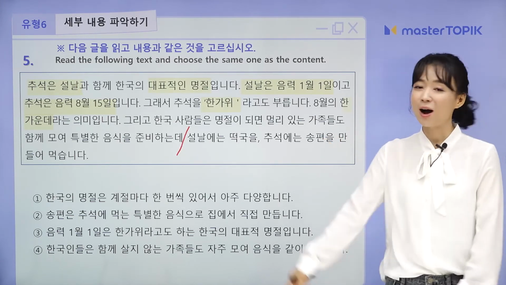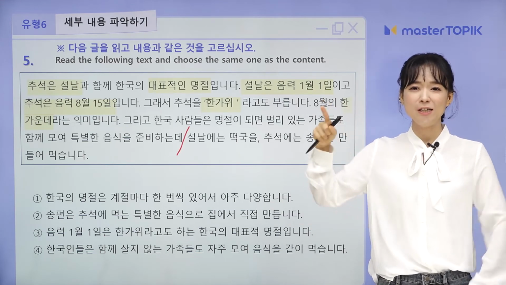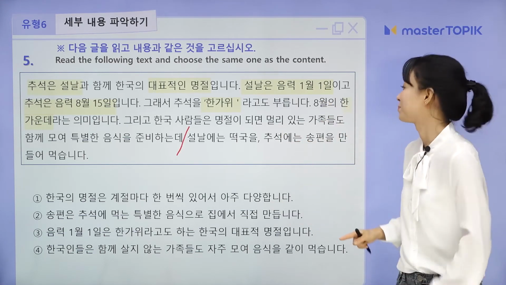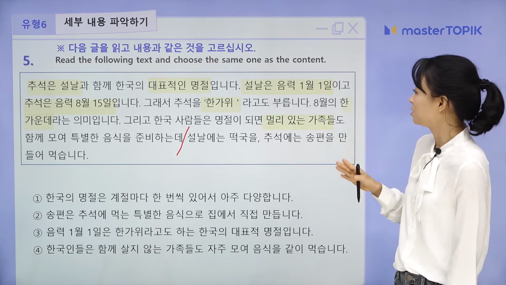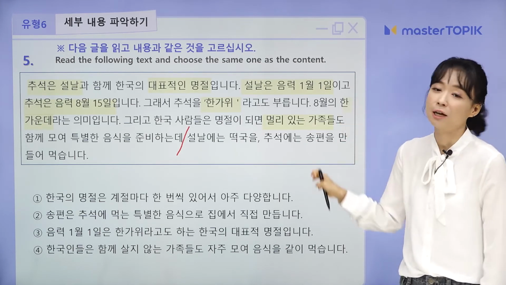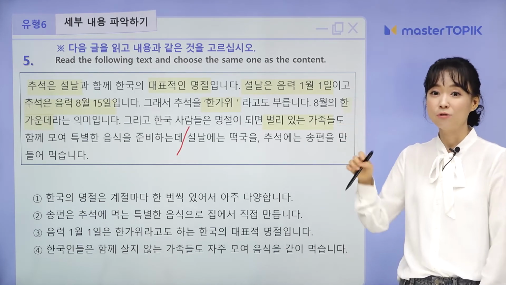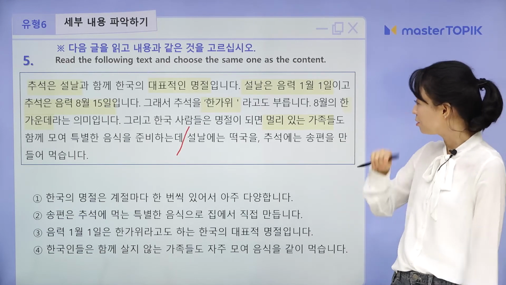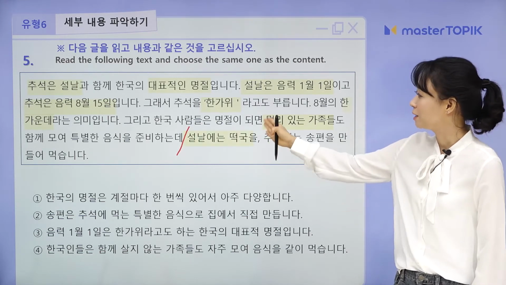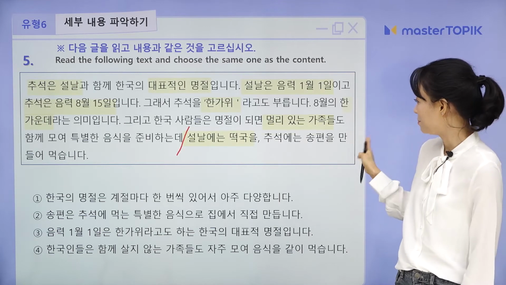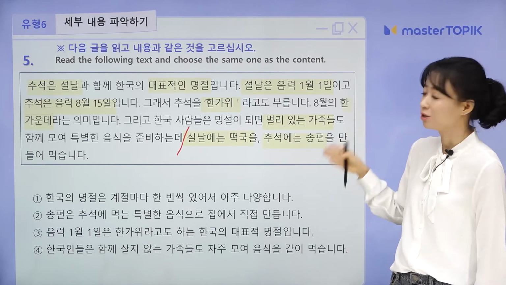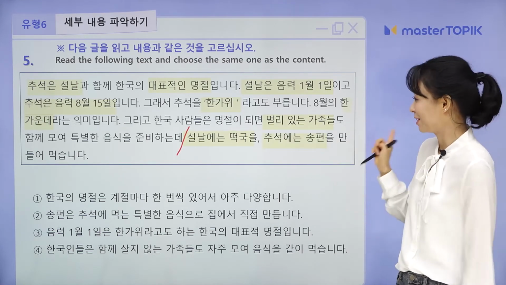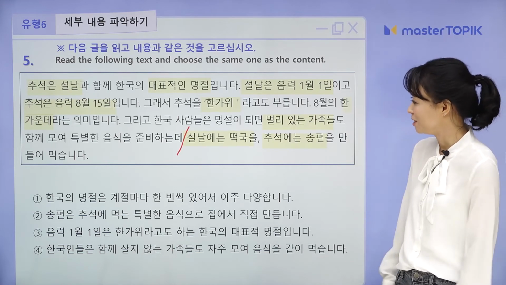Okay. What's the key word of this long sentence? A lot of keywords. So, Korean, they get together from the family who lives far away and also they make 떡국 for 설날, they make 송편 for 추석. So, make it and eat it. Okay? Then let's check the options.